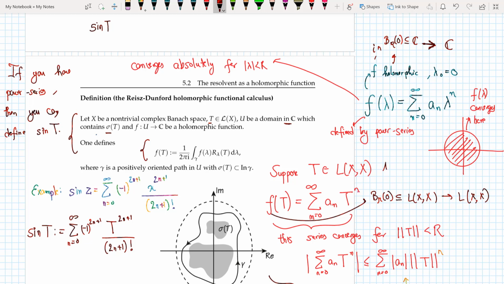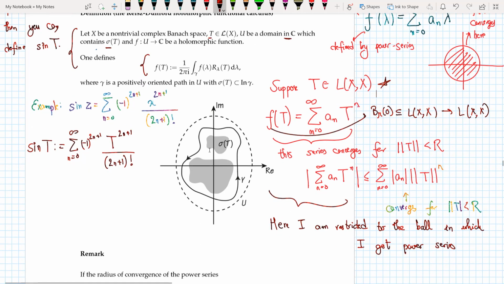Now suppose that T belongs to L(X). Then I define f of T with this formula, and this f of T is holomorphic in this region, a ball of radius r, which is a subset of L(X), and the series converges for norm of T less than r. Because I can estimate this quantity, I can always estimate that this is less than this thing, and it converges if norm of T is less than r. And I am restricted to the ball in which I got the power series.